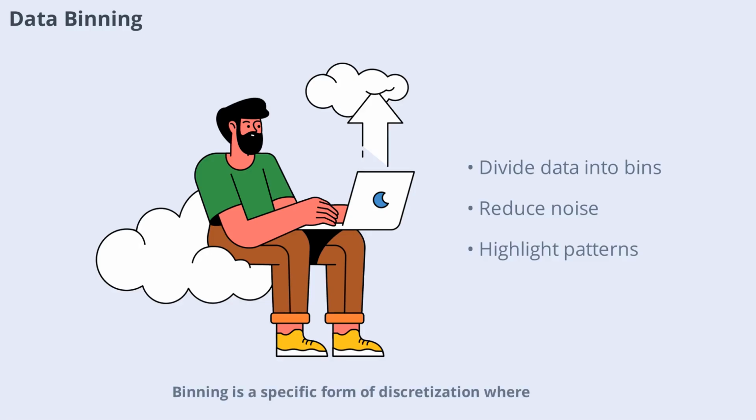Binning is a specific form of discretization where continuous values are divided into intervals or bins. This technique reduces the impact of minor observation errors and helps in identifying patterns. Binning can be done using equal width or equal frequency intervals, depending on the distribution of your data.